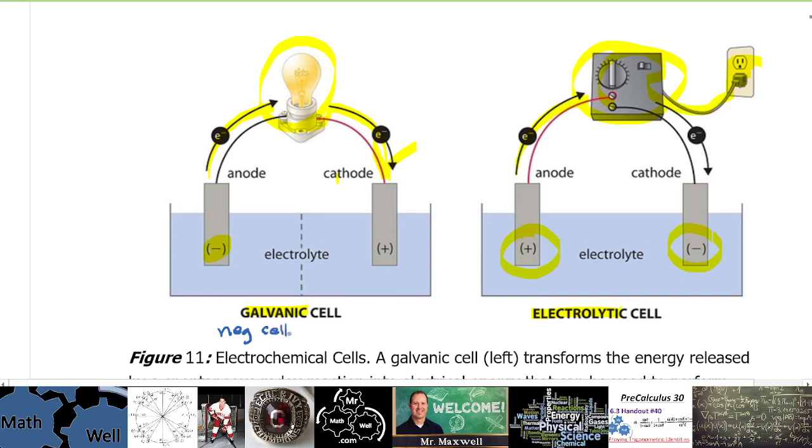Negative cell to positive in one, and this is from positive cell to negative. That's the one big difference.